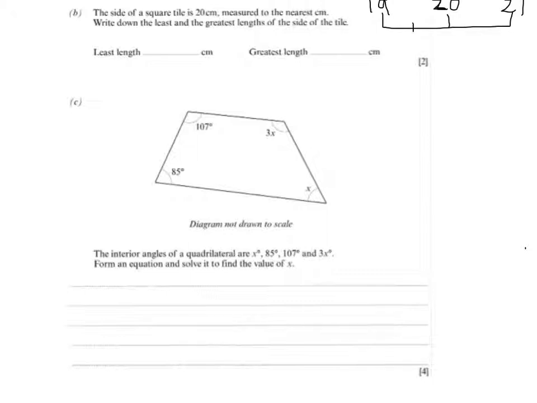So we know it's been rounded to 20. We've got to think about what is the smallest value that we rounded up to 20 instead of down to 19. All the way up to 19.499999, it would always round down to 19. So the first value that rounds up is 19.5. So the smallest length that the tile could be is 19.5 centimetres.